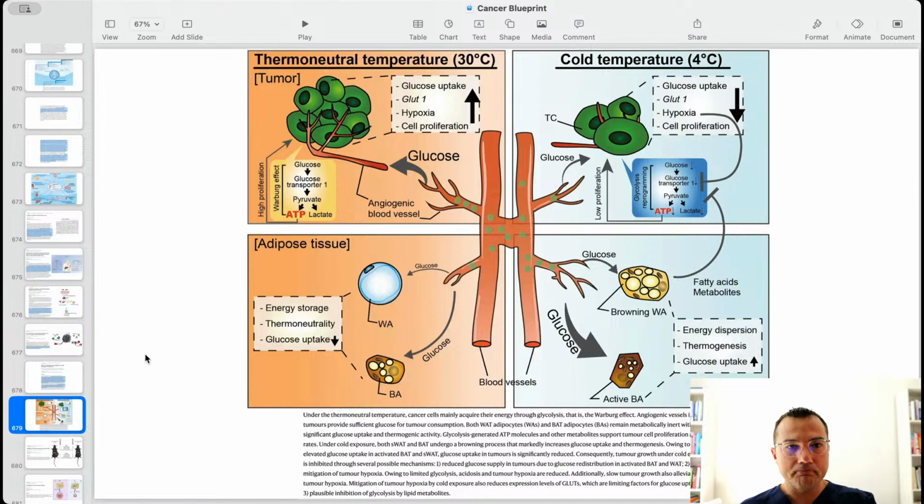Let's see if we can follow it. So we have people at 30 degrees Celsius or thermoneutral temperature. This is the picture of a tumor. You can see that it's bigger than this picture. Glucose is being uptaken at its normal increased rate of about 10 to 30x. It's increasing the GLUT1 transporter to help increase glucose uptake into cells. There is tissue hypoxia or pseudohypoxia. There is increased cellular proliferation and growth, uncontrolled growth. We know that. Glucose is being brought in by glucose transporter 1.